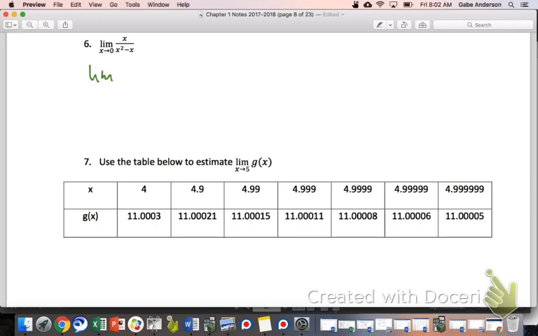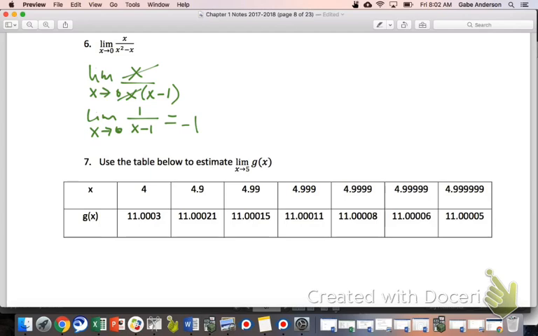Limit as x goes to 0 of x over x times (x minus 1). The x's then cancel out. And then we've got limit as x goes to 0 of 1 over x minus 1. So did you all end up with 1? No. Negative 1. Awesome. Okay. Do you have any questions?